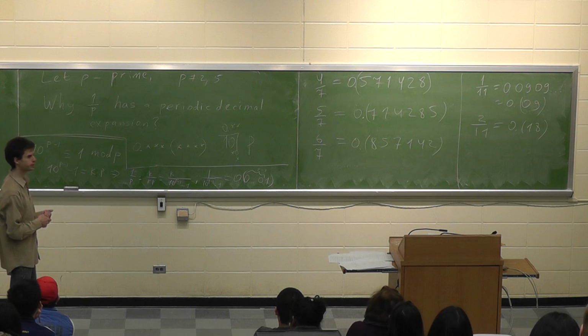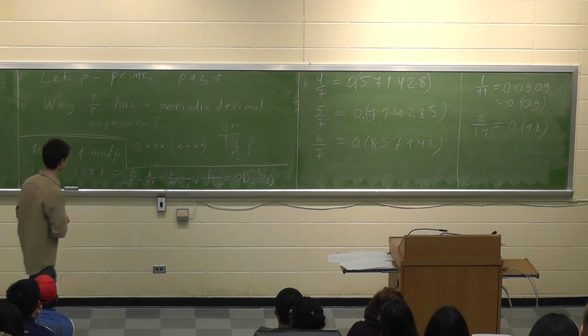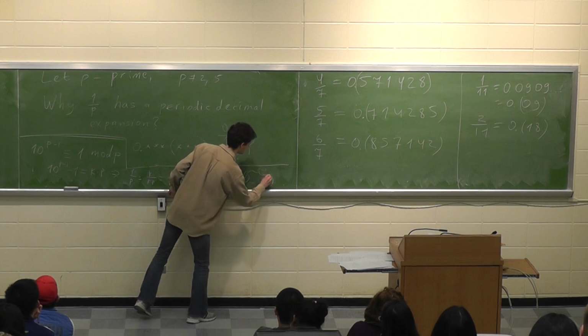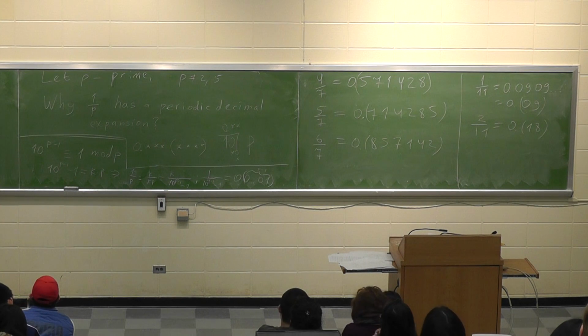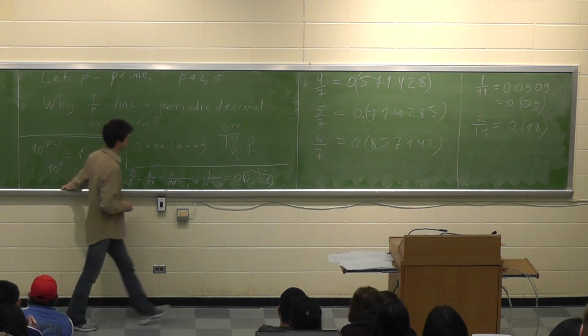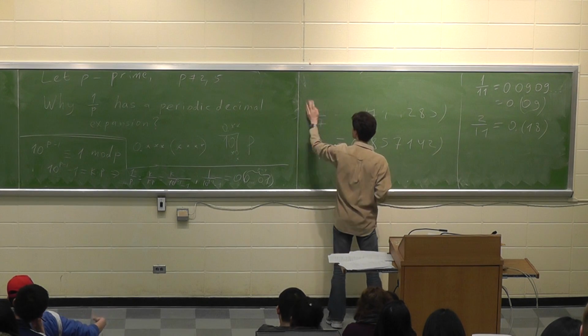When p is equal to 1, 1 over 9 is 0.1, so you get... okay, so that's a very good explanation.